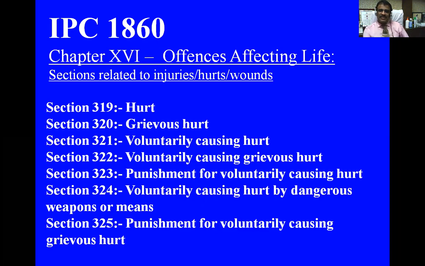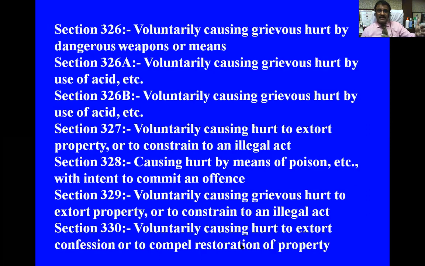For that purpose, you have to know the major sections. So in this chapter, I have taken only those sections related to mechanical injuries. For example, section 323 is for punishment for voluntarily causing hurt. Section 325, punishment for voluntarily causing grievous hurt. So there is a different punishment for that. Other sections like 326 for causing grievous hurt by dangerous weapons. 326A for grievous hurt by use of acid.